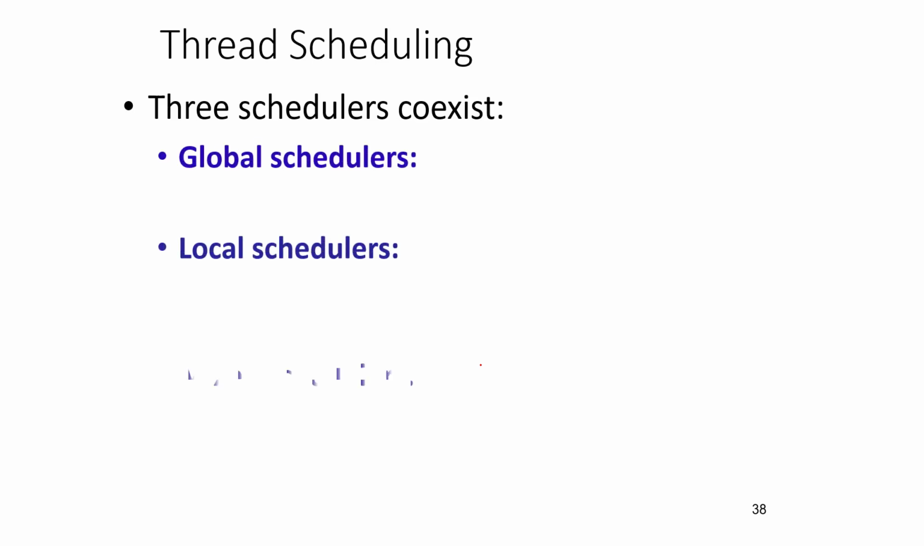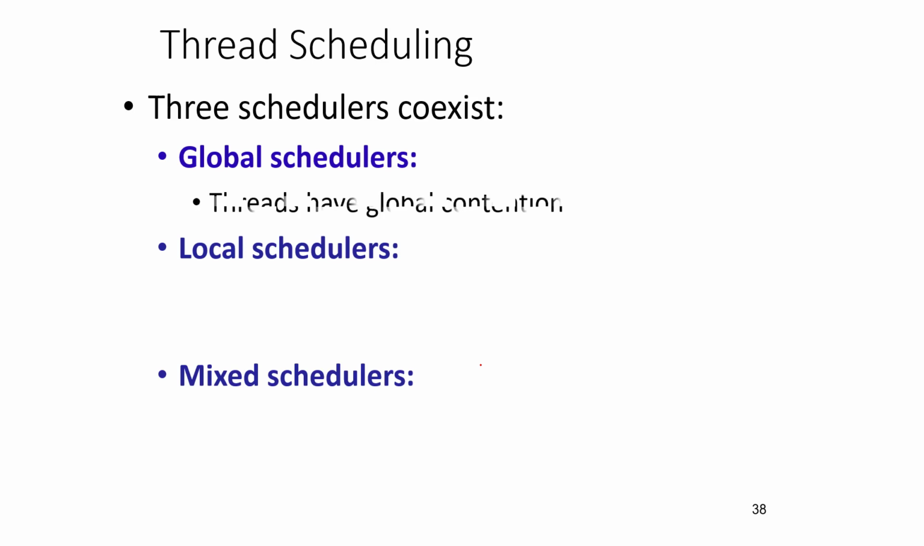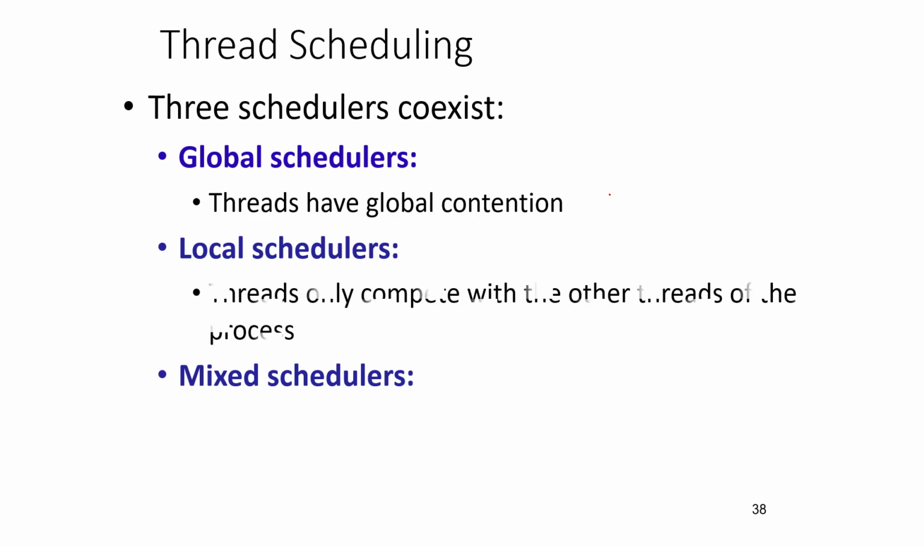So, in thread scheduling, three schedulers coexist: the global, local, and mixed schedulers. In global schedulers, all the threads are globally contended for the CPU and resources. For local schedulers, I have multiple multi-threaded processes. Let me maybe draw it like that. So these are processes, and each process has multiple threads. In local scheduling, you allocate a set of CPUs to a process, and threads only compete with other threads that belong to the same process.